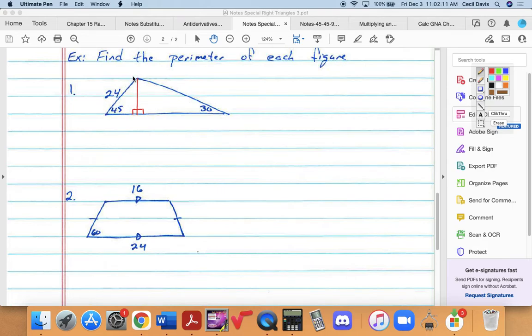So in the 45, 45, 90 triangle, we've got the hypotenuse. How do we find the leg? Hypotenuse divided by square root of 2. Oh, shoot. Got it wrong twice. We can't reduce, so we'll rationalize. So it's 24 square roots of 2 over 2. We can reduce that, so both of these legs are 12 square roots of 2.